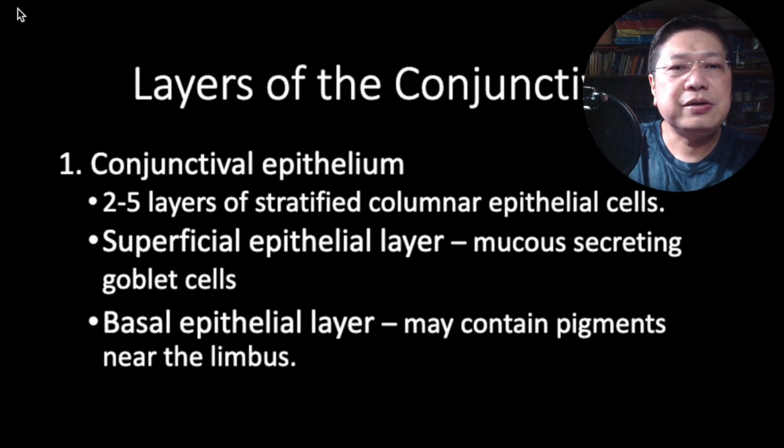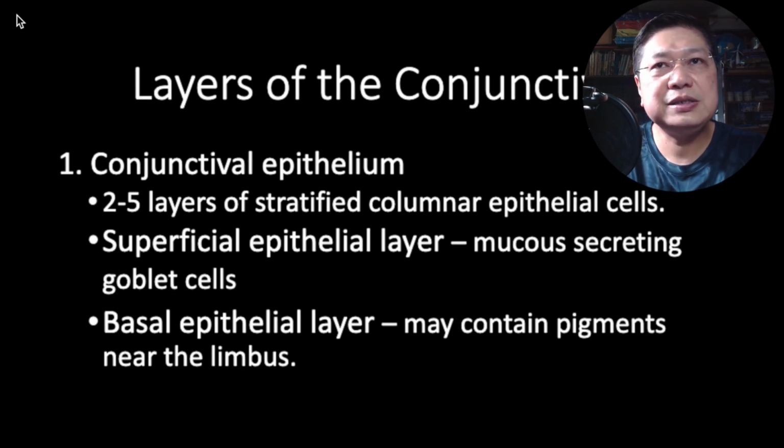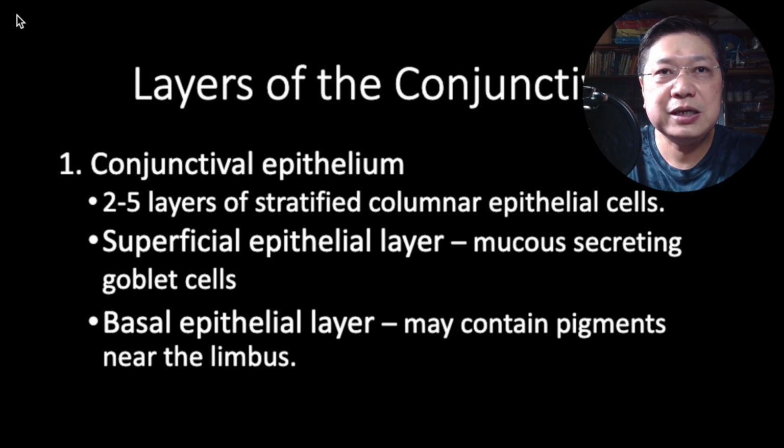Now, your conjunctiva, you have layers of your conjunctiva. It's not a simple skin. You have the epithelium, which is about 2 to 5 layers of stratified columnar epithelial cells. You have the superficial epithelial layer, which is mucus secreting because it has goblet cells. And the basal epithelial layer, which may contain pigments, especially near the limbus. So sometimes you see patients with small brown markings at the limbal area. Those are basically just the basal epithelial layer with melanin pigments.